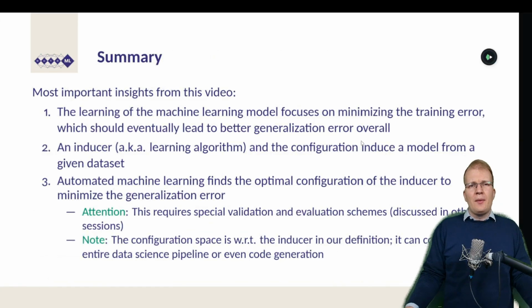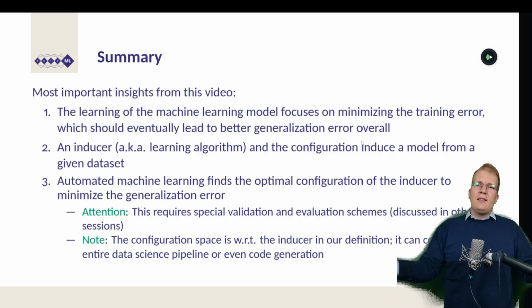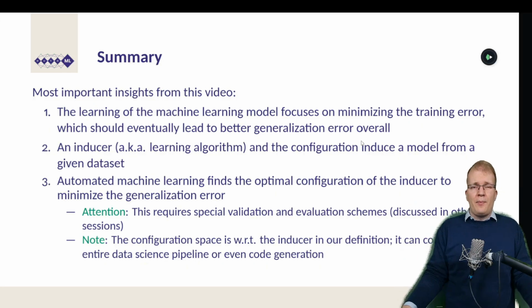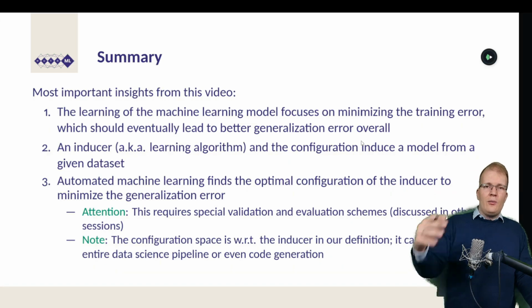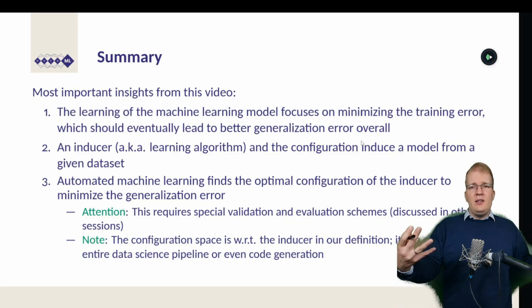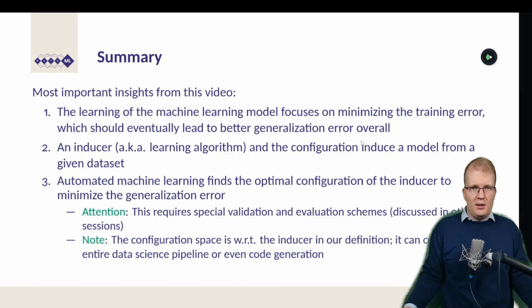As a summary, the learning of the machine learning model focuses on minimizing the training error, which should eventually lead to better generalization error overall. That's the hope we always have. To that end, we're using the inducer, which we also call a learning algorithm, and the configuration in addition, and putting both together on a given data set, and we get one model out of that. Automated machine learning is now more or less sitting on top of that, deciding the configuration. Because the optimal configuration should lead to better performance of the inducer, giving us a better model, which means minimizing generalization error.